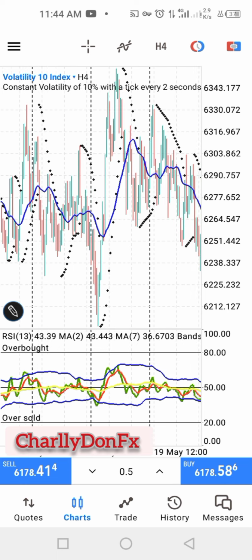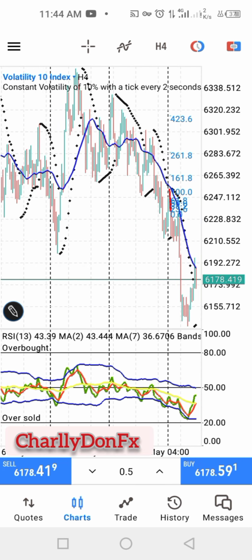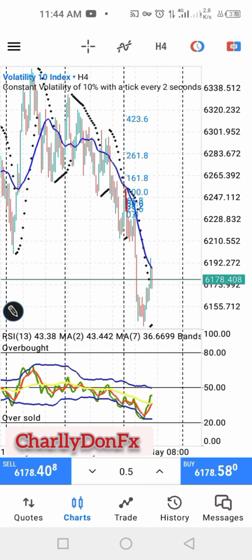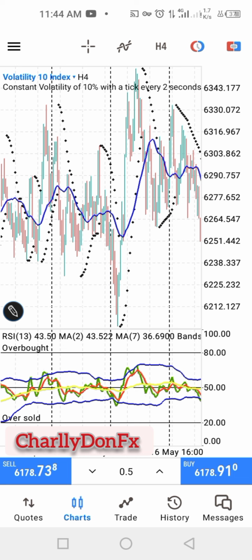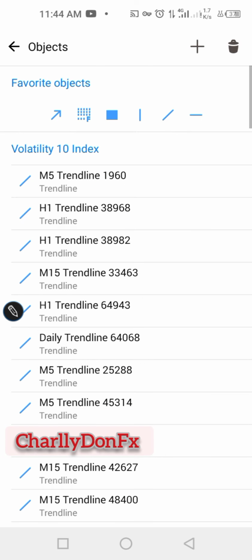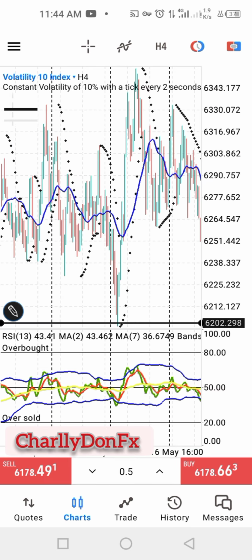Now let's minimize a bit. This is a mobile phone. Now we'll plot our trend line. Let's draw a trend line from this point. We'll plot our trend line from here.